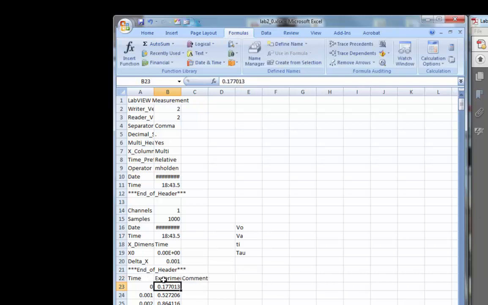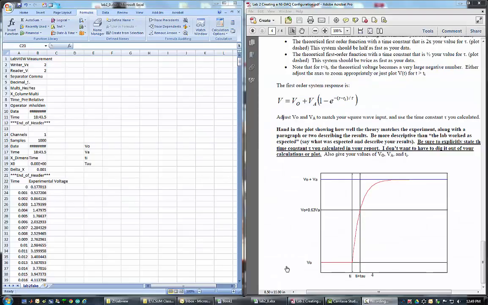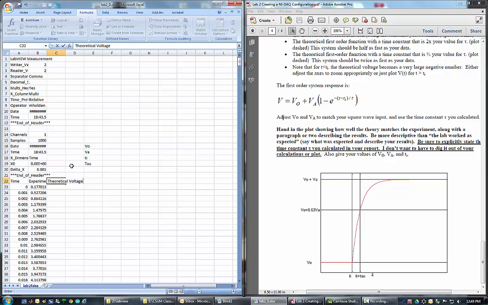So I'm going to label these columns so we remember what they are. And then notice that I saved this as an Excel file rather than the CSV that we had before. Okay, so the next thing we need is over here, we want to make a column of theoretical voltage. And to do that, it's going to be a column that lines up with this column, and the equation's given right here in your lab handout.